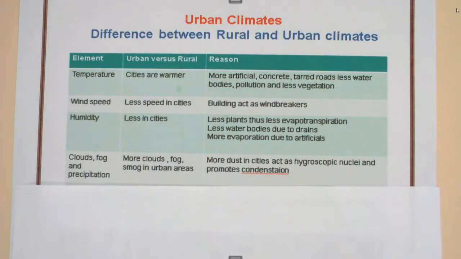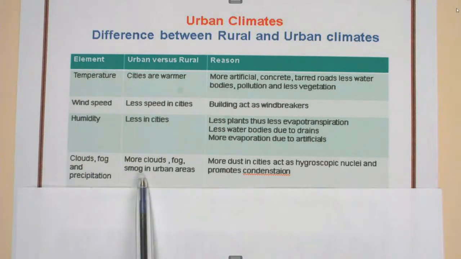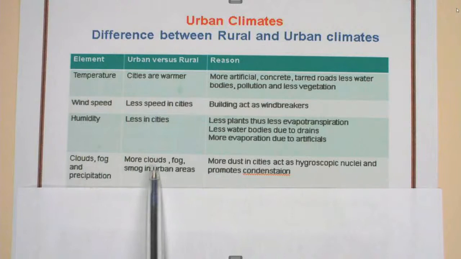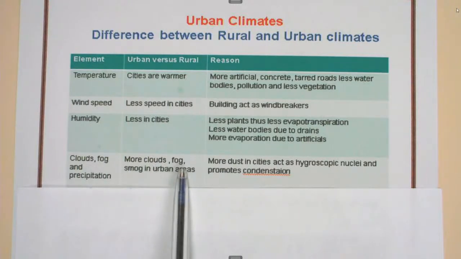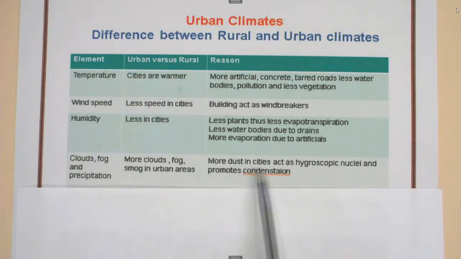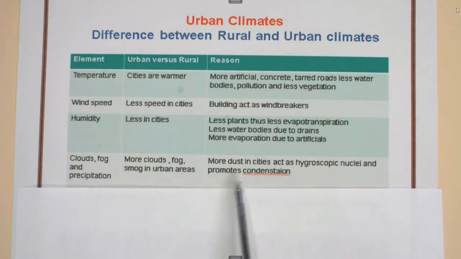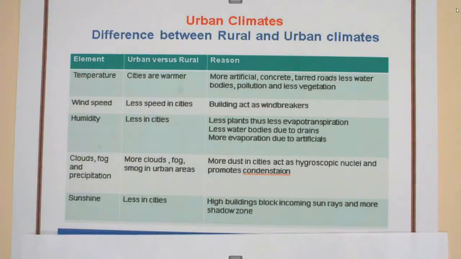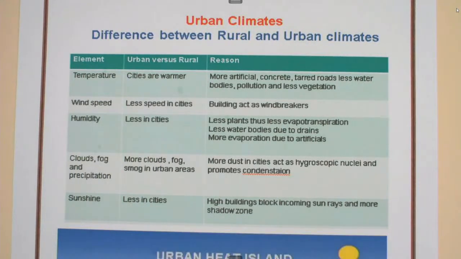artificial surfaces. Cloud and fog and precipitation: more clouds over the city or urban areas, and also foggy conditions, smog in urban areas. Smog is smoke plus fog. Right, more dust in cities acts as hygroscopic nuclei, promoting condensation. We move forward. Sunshine is less over the city, high in the rural areas. High buildings block incoming solar radiation, and also create more shadow zones.